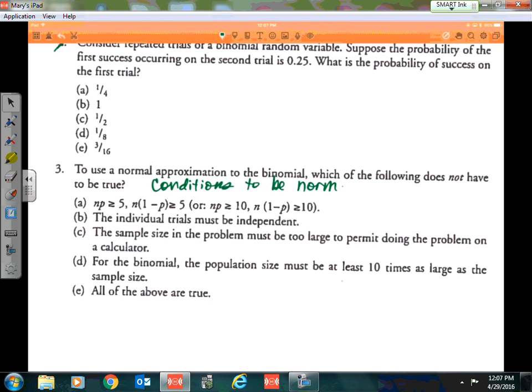Well, what are they, guys? What have I taught you? Random, independent, and large enough. Okay, good. So let's look at A.